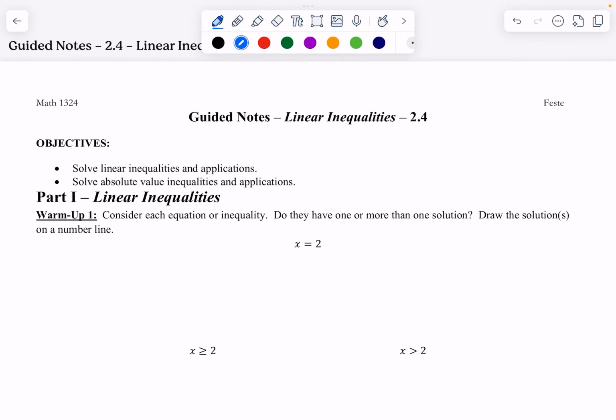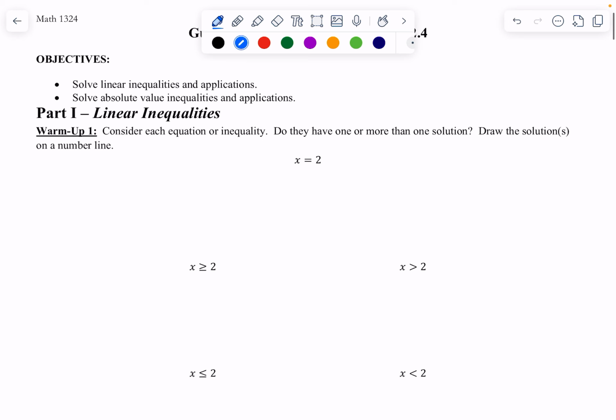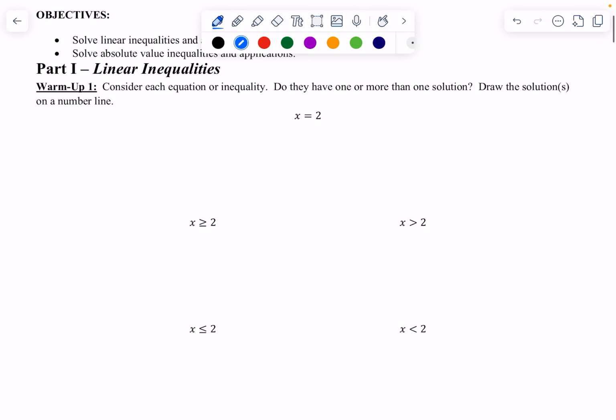Hello, this is section 2.4, and we're talking about linear inequalities. We're going to solve linear inequalities and applications and solve absolute value inequalities and applications. Now we're going to do a little warm up. We have equations and inequalities here, and we're going to look at if they have one or more solutions, and we're going to draw the solutions on a number line.